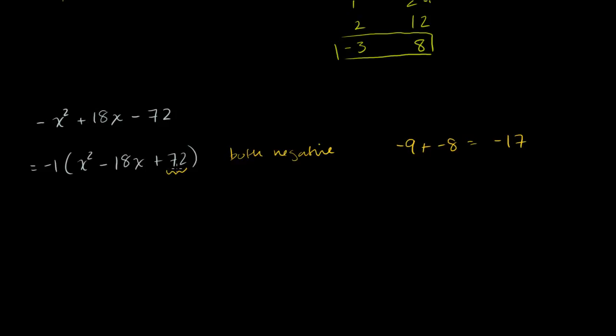So what other ones are there? We have 6 and 12. That actually seems pretty good. If we have negative 6 plus negative 12, that is equal to negative 18. Notice it's a bit of an art. You have to try the different factors here. So this will become negative 1, don't want to forget that, times x minus 6 times x minus 12.